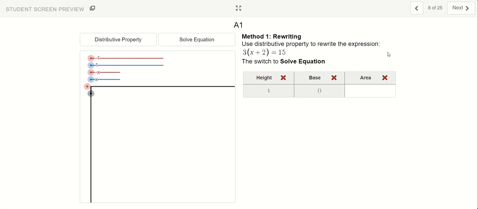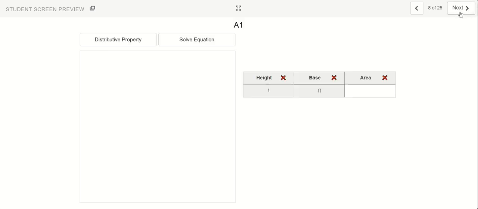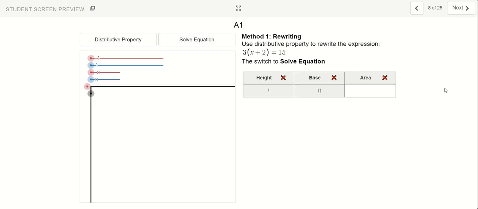Alright, in this video we're going to be going over investigation 3.3.2. So our focus question for today is, what are the three methods of solving the equation? This lesson is going to be a little repetitive. We're going to be solving the same equation over and over again, but each time we're going to be looking at a new way of solving it.